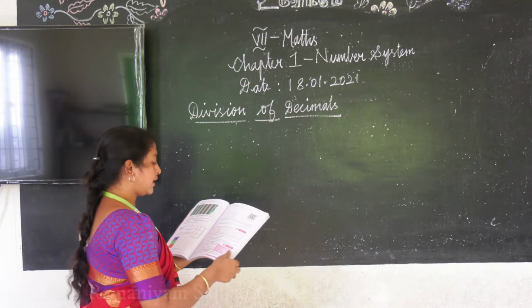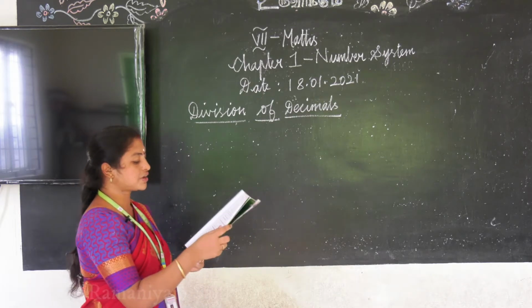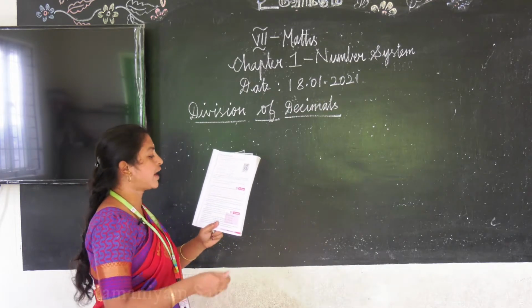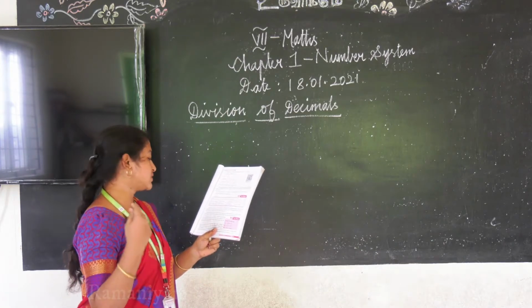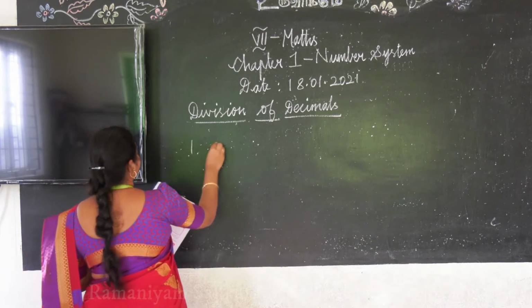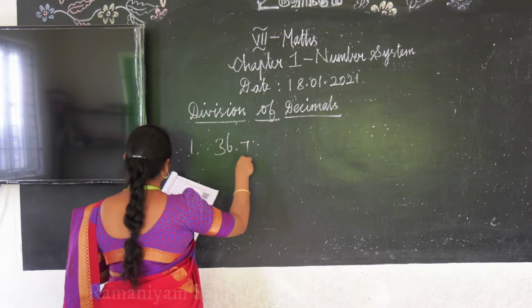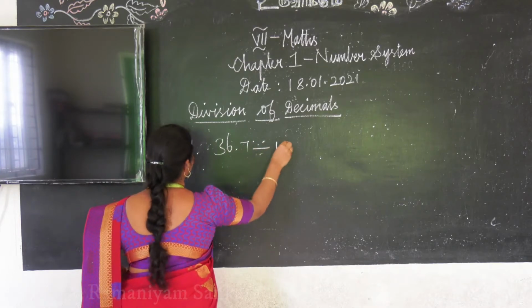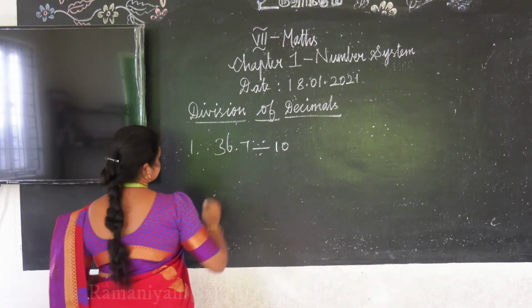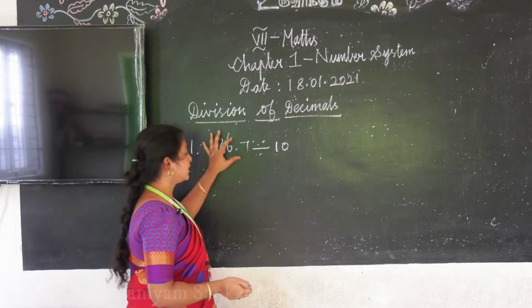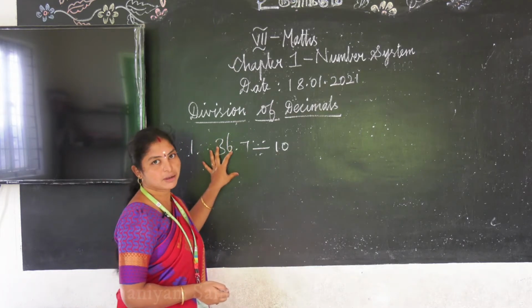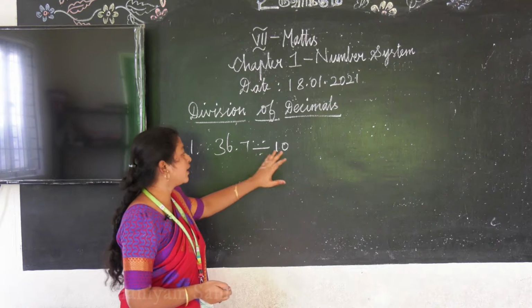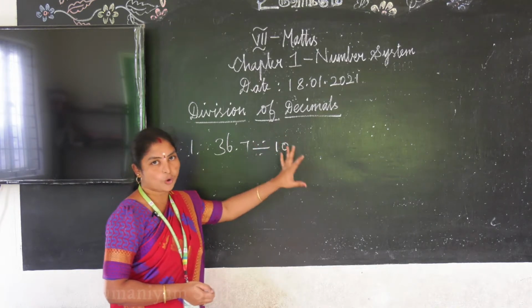See page number 19, Try This. They have given a Try This box. From the Try This box I will do some sums. First sum: 36.7 divide 10. 36.7 is a decimal number, then divide by 10. The 10 is also a whole number.